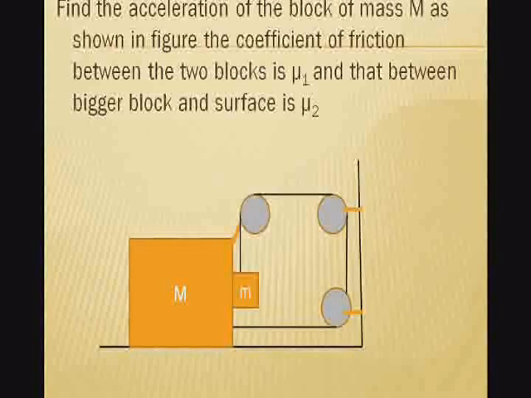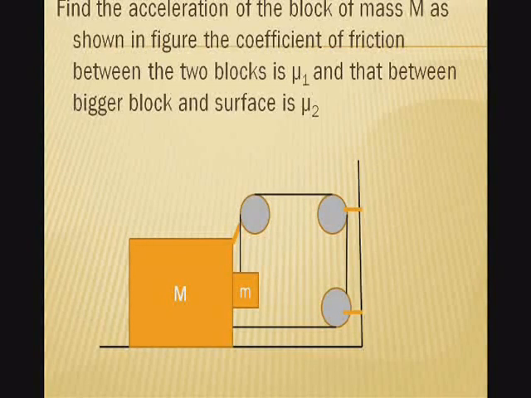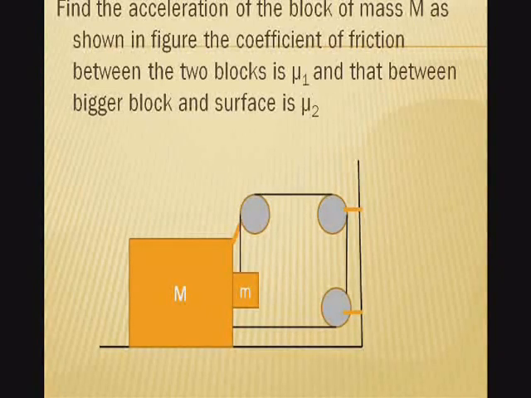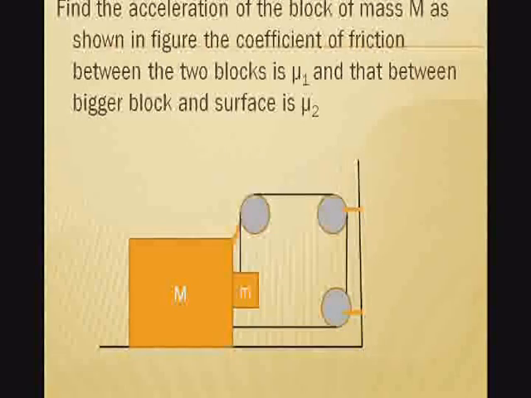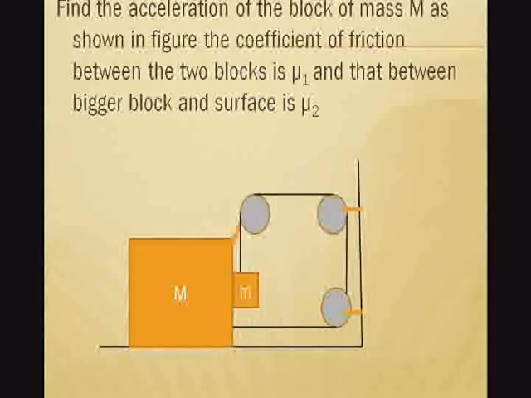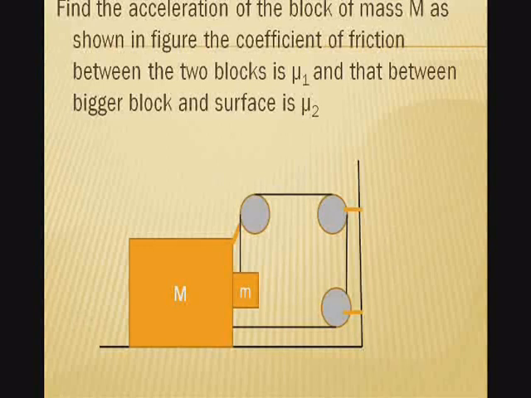So the bigger block will have an acceleration a in the horizontal direction, and the small m mass block will have an acceleration of 2a in the downward direction. But the small m mass will also move with the bigger block with an acceleration a. So small m mass will have two accelerations in two directions: 2a downward and a horizontal.